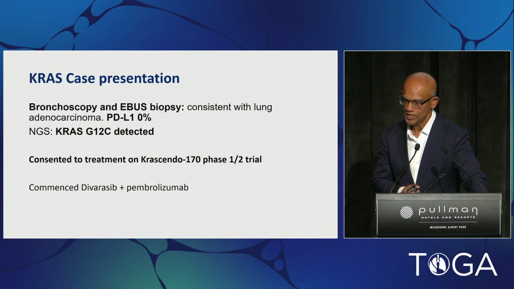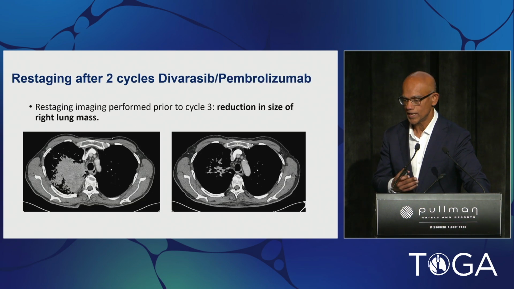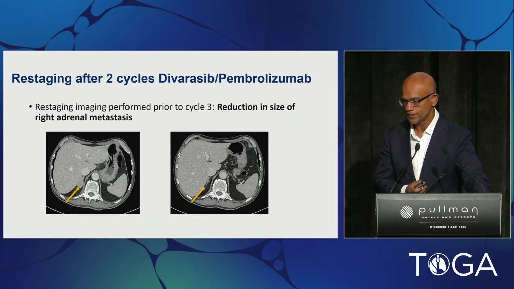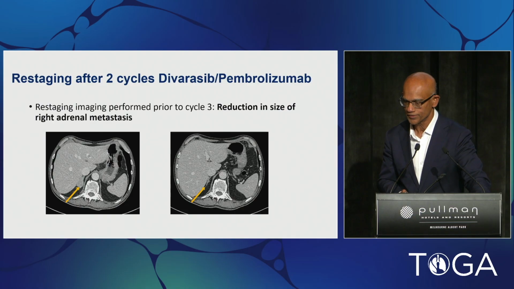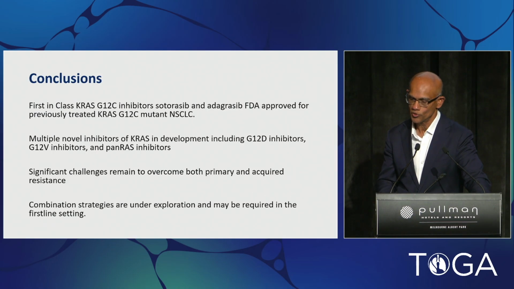So what about our patient, a PD-L1 negative patient with a KRAS G12C mutation? This patient enrolled on a trial, the Crescendo 170 trial, which was a combination of divarasib and pembrolizumab, and had a very rapid symptomatic response and a rapid radiological response, as you can see in this area of mass-like consolidation, as well as in his adrenal mass. And I think how we treat these patients will be answered by the trials that we'll hear reported.